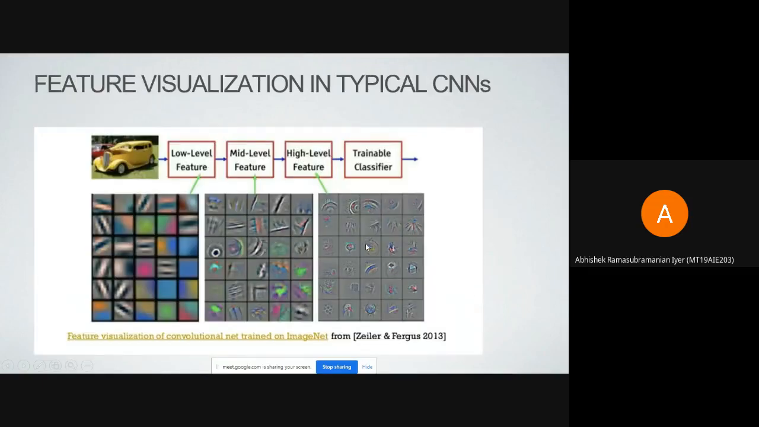This is the example that I was talking about, when we see a typical CNN. This was one of the examples that the professor had mentioned in the class. We are assuming this is the car. Initially we get the low level, mid level features, and then the high level features. We are finally giving it to the trainable classifier that is there.